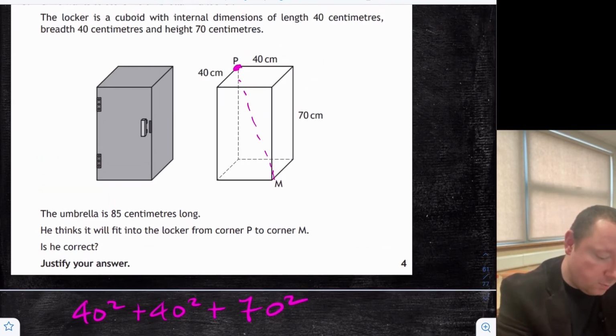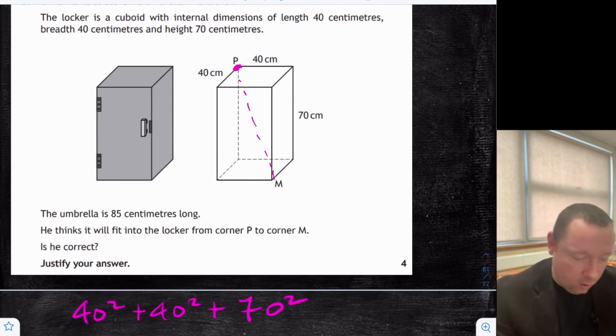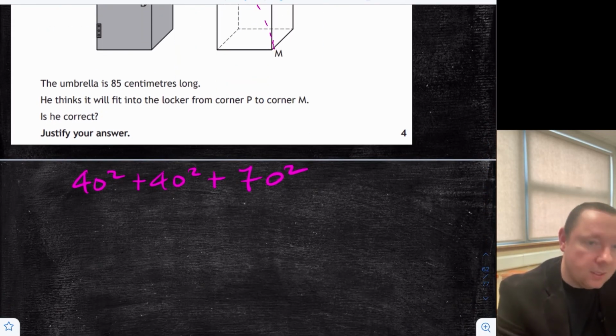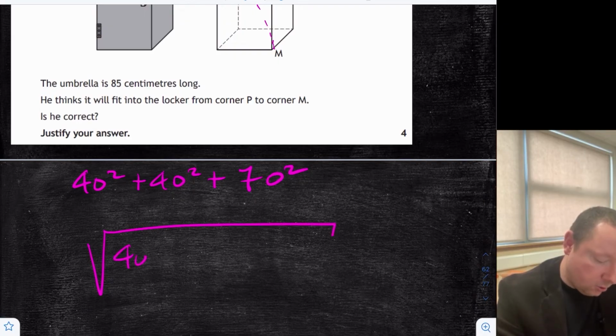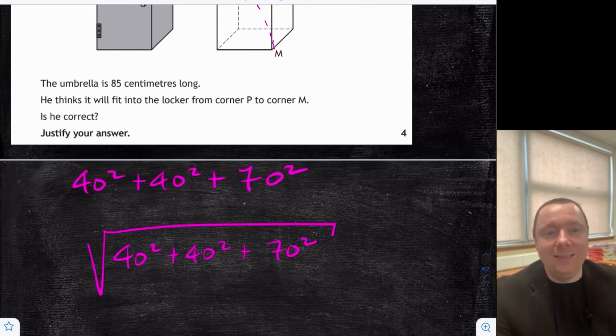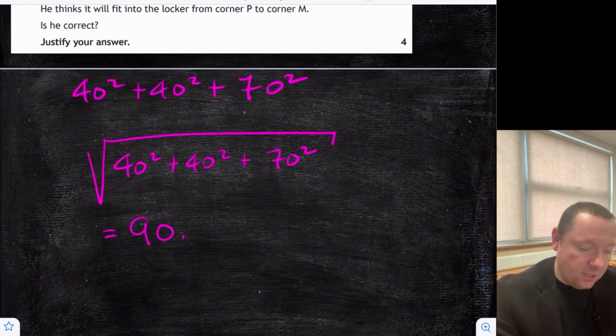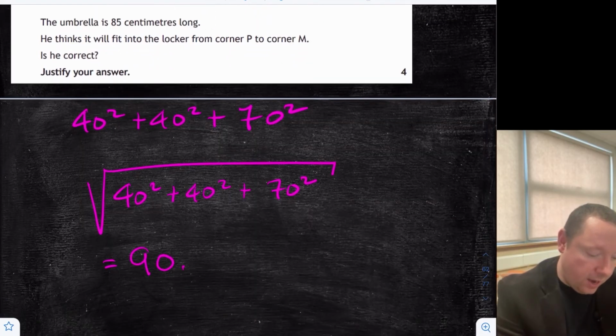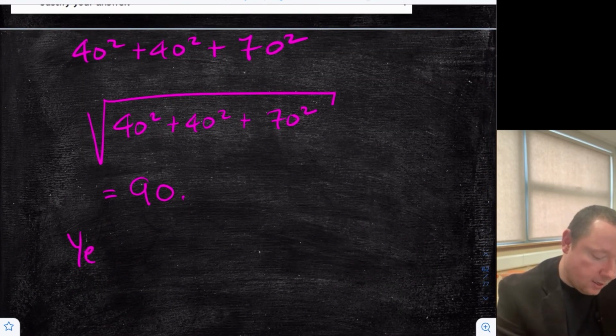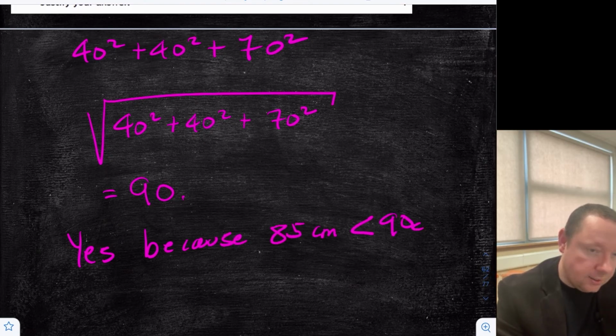Whenever you're doing a space diagonal, it is the base numbers times the height, all squared, 3D. Then we need to square root that to get our answer. So it's 40 squared plus 40 squared plus 70 squared, all square rooted. If you do that, you get 90. And then just a little statement. His umbrella is 85, we got 90. So yes, because 85 centimetres is less than 90 centimetres.